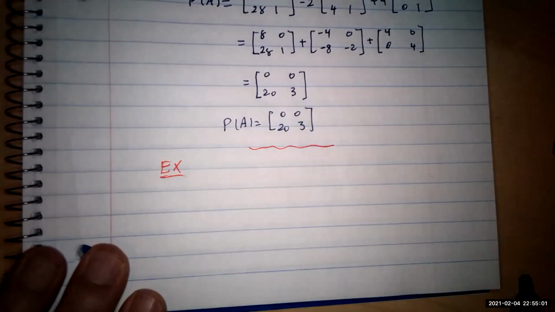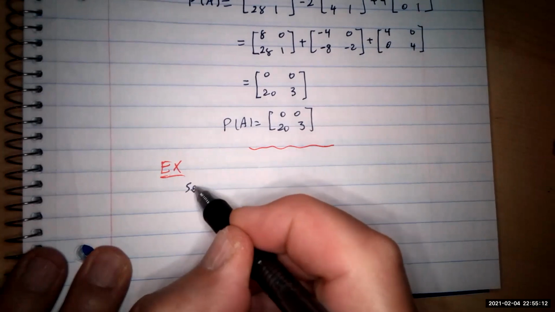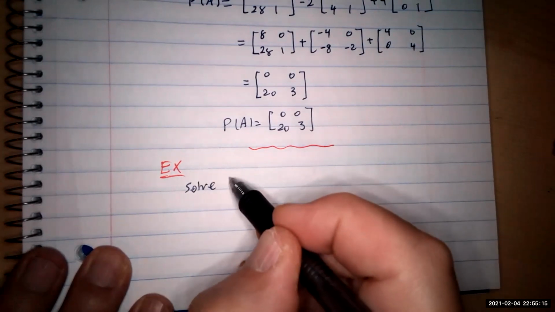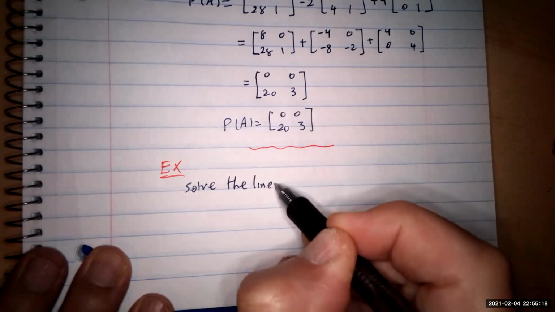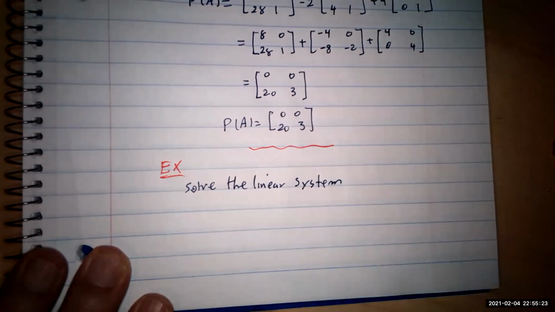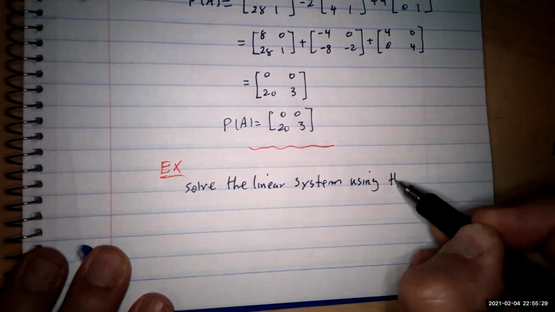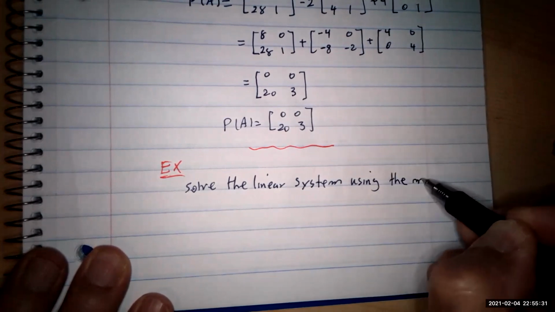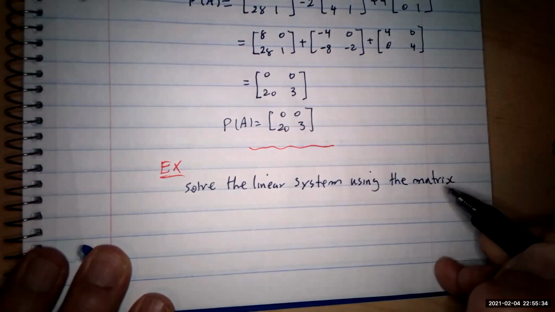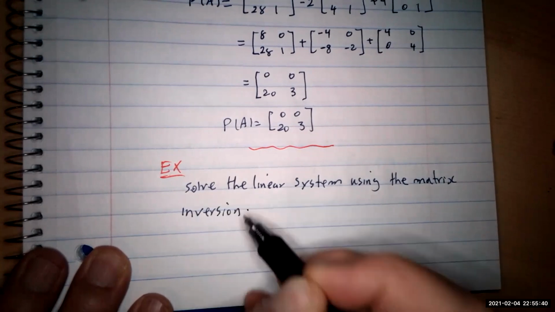Okay, we want to solve the linear system, just using matrix inversion, they call it. We want to solve a linear system using the inverse of a matrix. They call it using the inverse, the matrix inversion. That's the way you have it in your book.